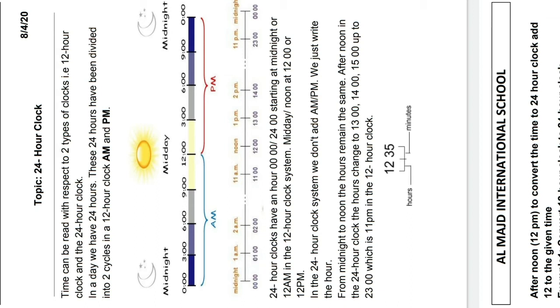From midnight to noon, the hours remain the same. That means from midnight to noon, the 12-hour clock and the 24-hour clock remain the same. The only difference between the 24-hour clock and the 12-hour clock is that in the 24-hour clock we do not write AM and PM. So that is how you will understand whether this is a 24-hour clock or a 12-hour clock.